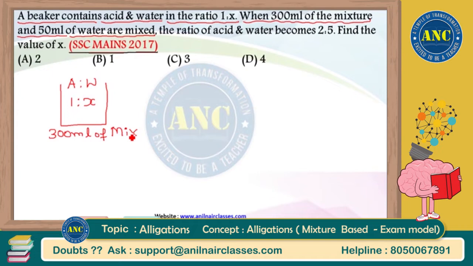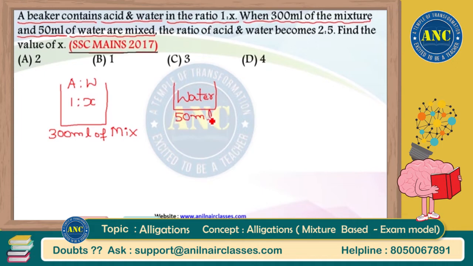300 ml of mixture is present in the first vessel, and there is another vessel. In this vessel, 50 ml of water is present. Only water is present inside the second vessel. It's pure water. No acid is added into it. It is not a mixture or a solution. It is pure water of 50 ml which is present in another vessel.